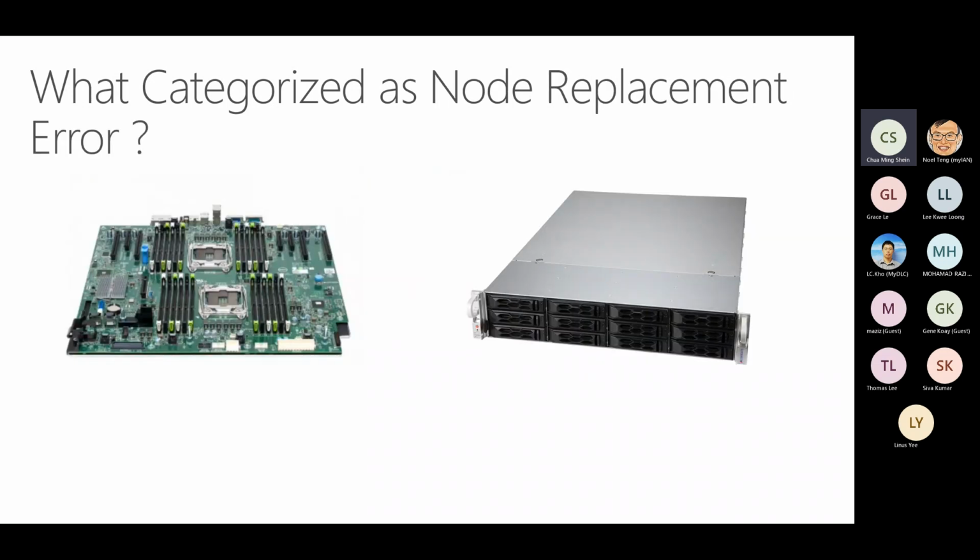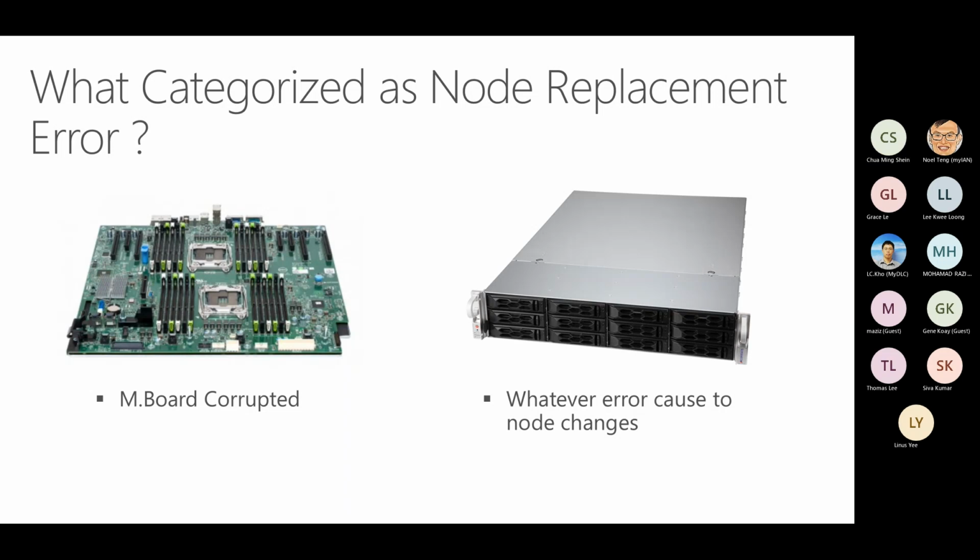But a severe error is a serious one, where you need to do a node replacement. For example, the motherboard is corrupted, or any error which causes you to have to change the node. So this we categorize as a node replacement error. When you come to this scenario, the hardware manufacturer changes the entire node for you, and you have to proceed with the remaining job. So let's take a look at what you have to do.